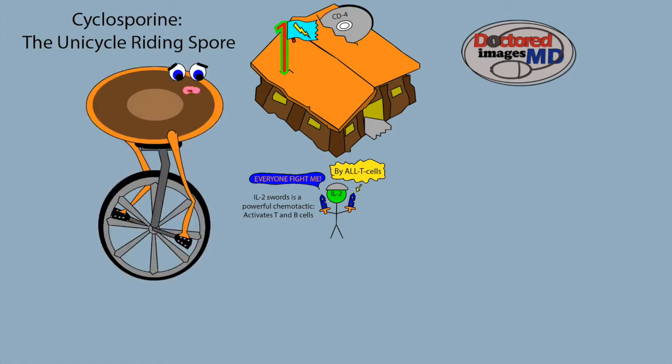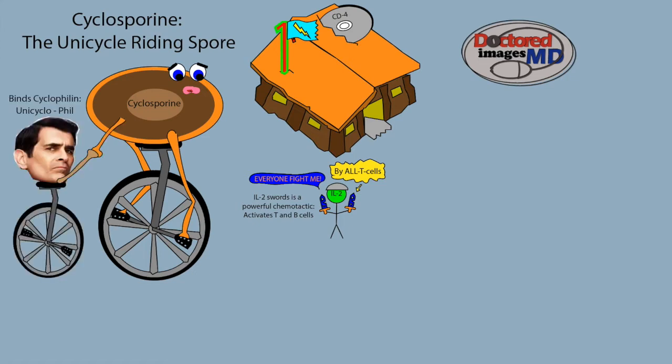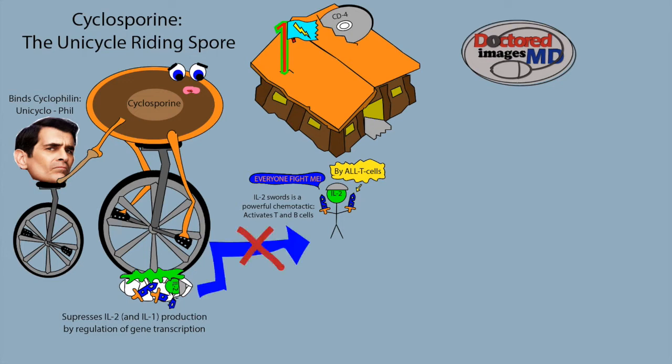The first thing we're going to see here is our cyclosporine. He's a spore riding on this unicycle. Now, in order to help him ride the unicycle, we have this little fellow, cyclophilin. It's a unicycle with Phil from Modern Family helping cyclosporine ride that unicycle, and that's because cyclosporine binds cyclophilin. Together these will regulate and suppress IL-2 and IL-1 production by regulating gene transcription. We can see here they're running over the baby form of IL-2 and breaking its sword in half and squishing it. And that represents the mRNA that they are blocking.